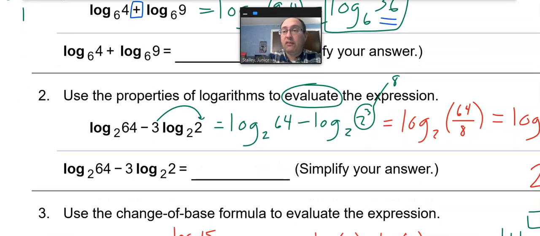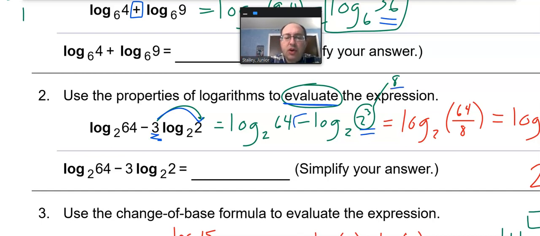The next one, however, does use this phrase or word evaluate. That means simplify it as far as you possibly can take it. So let's see here. So yeah, we got the 3 right here using the move it property. We move it because we like to, according to the song. So that's 2 to the third. Now 2 to the third we know is 8.